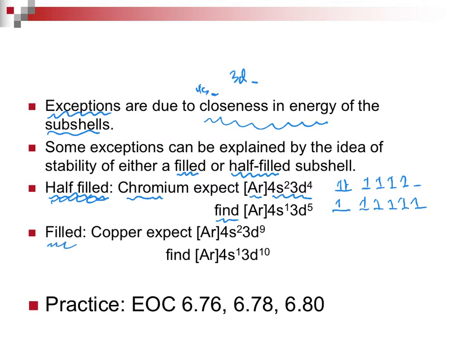Another example is filled, and that's copper. There is an argon core and a 4s2, 3d9. So there's my 4s2, and now let's make my 3d9. 1, 2, 3, 4, 5, 6, 7, 8, 9. I have one lonely unpaired electron. So what we find with copper instead is we find a single electron in the S, and we find a full D shell.